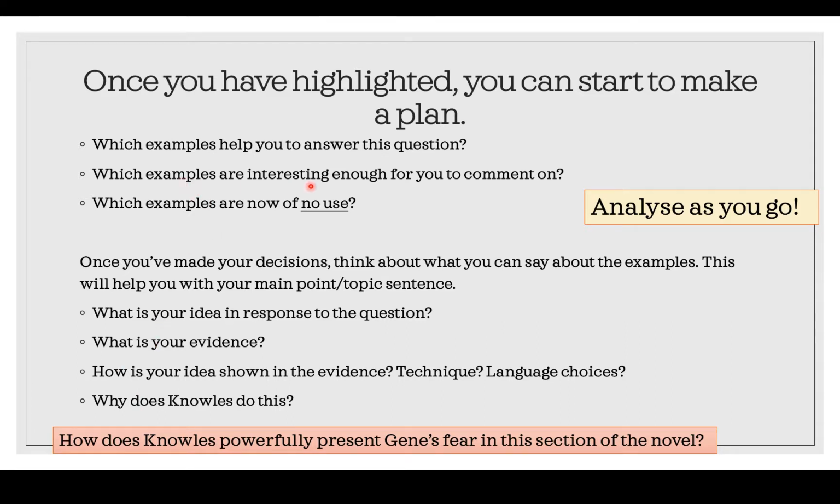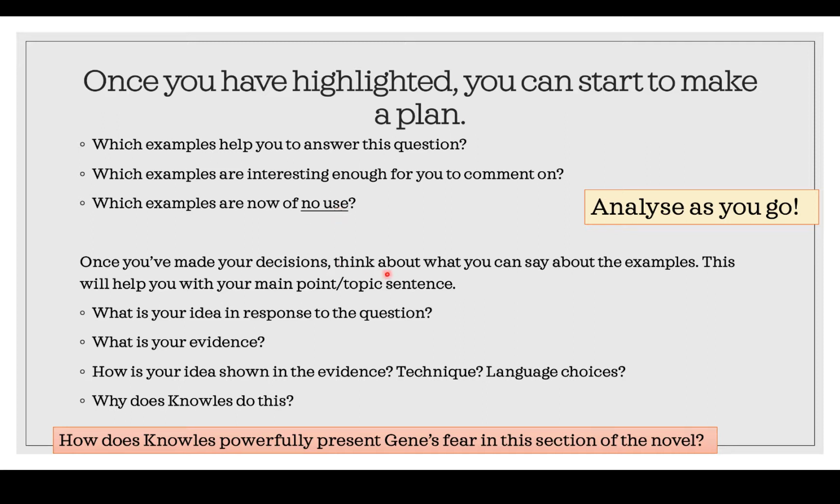Which examples are interesting enough for me to comment on? And which examples are now of no use? As you go back through, you should be asking yourself now more directly, is this relevant to the question? Can I make a point out of Jean's fear in relation to this particular example? Do I have enough to say? Do I even understand what I see in front of me? There's enough in there that you can now start to eliminate ones that you don't think are useful anymore.